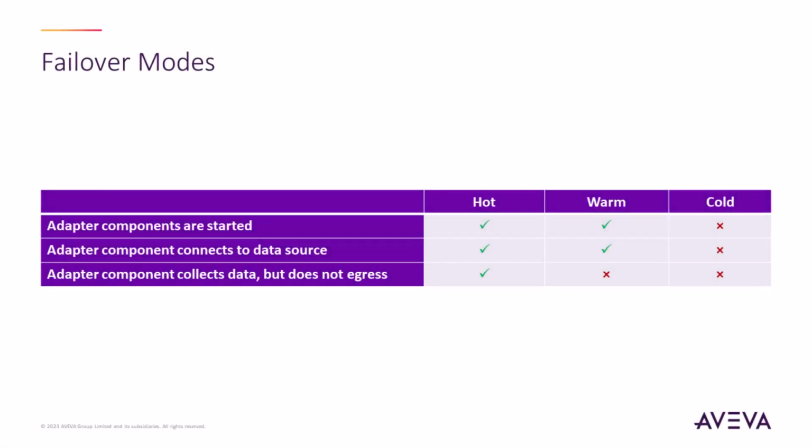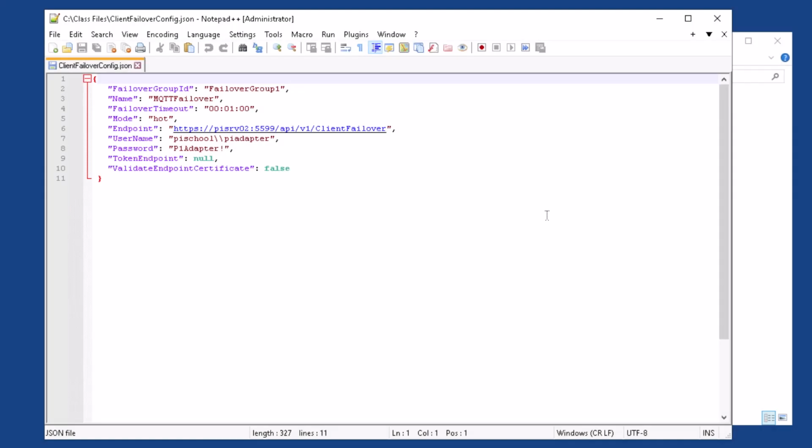There are three ways that this secondary adapter can behave while waiting to take over: hot, warm, and cold. Hot failover will fail over the fastest, then warm, then cold. However, hot will have the most load on the data source and machine, while warm will have less and cold will have almost no impact. Therefore, when configuring failover modes, consider these trade-offs. For our course, we chose hot failover so we can see the effects more quickly.